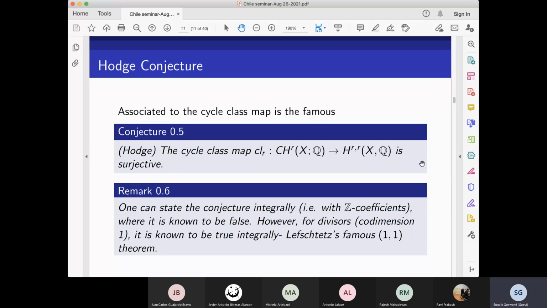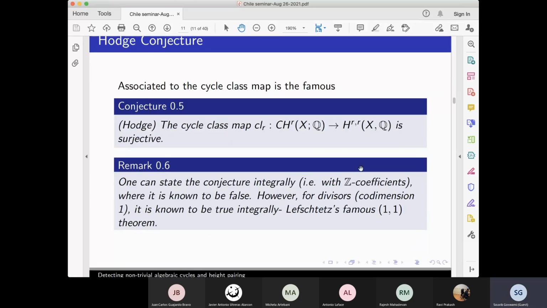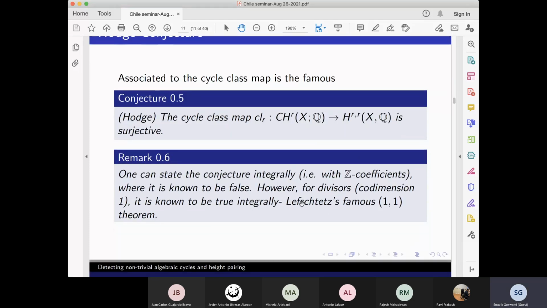Hodge had different evidence. He had many examples where the cycle class map is indeed surjective, and that's how he came up with this conjecture. But he had no further clue, no further intuition other than those examples. Later, was it later? I'm very bad with the years, I don't know.